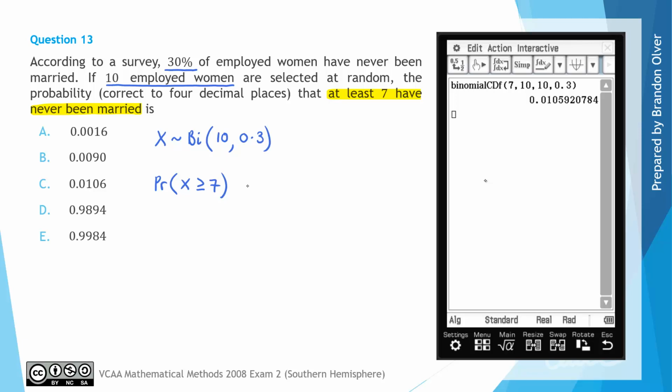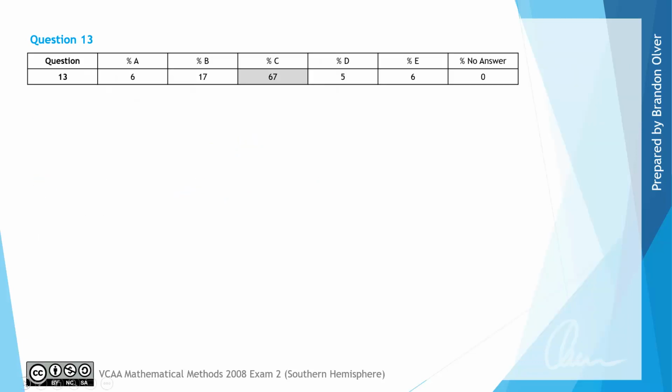So from the calculator, we can see to 4 decimal places, this probability is 0.0106, where that last decimal place will become 6. So that makes C the correct answer for this question. And from the examiner's report, we can see that this question was done pretty well on the exam, with 67% of students getting the question correct.